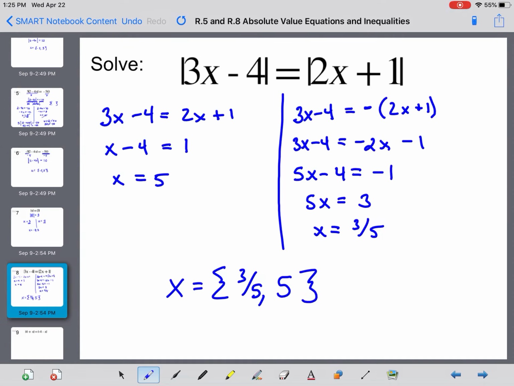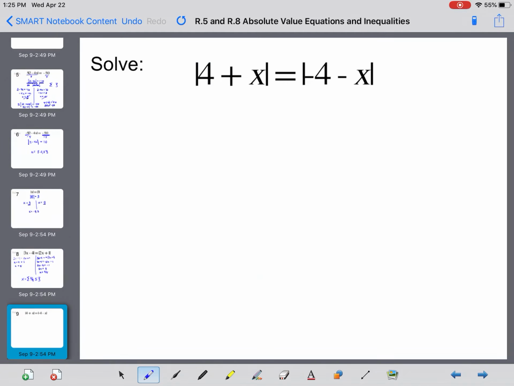I could go ahead and plug both of those in, and I would see that I have the exact same answer on both sides. So this one, both of those solutions end up working. Now this one's a little bit interesting here. So again, absolute value on both sides.